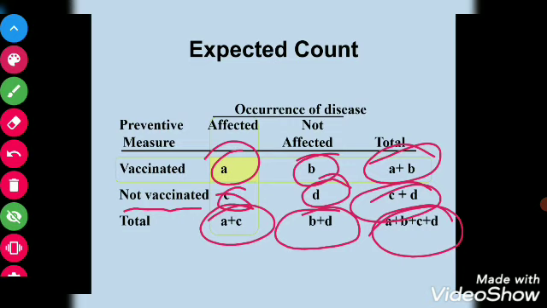Whenever you get such a problem, you should arrange your data in such a contingency table, a 2 by 2 contingency table, or depending on your classes. If there are more than 2 classes, vaccinated, non-vaccinated, and if there is another class, then you will have to go for a 3 by 3 contingency table, or 4 by 4 or 5 by 5.